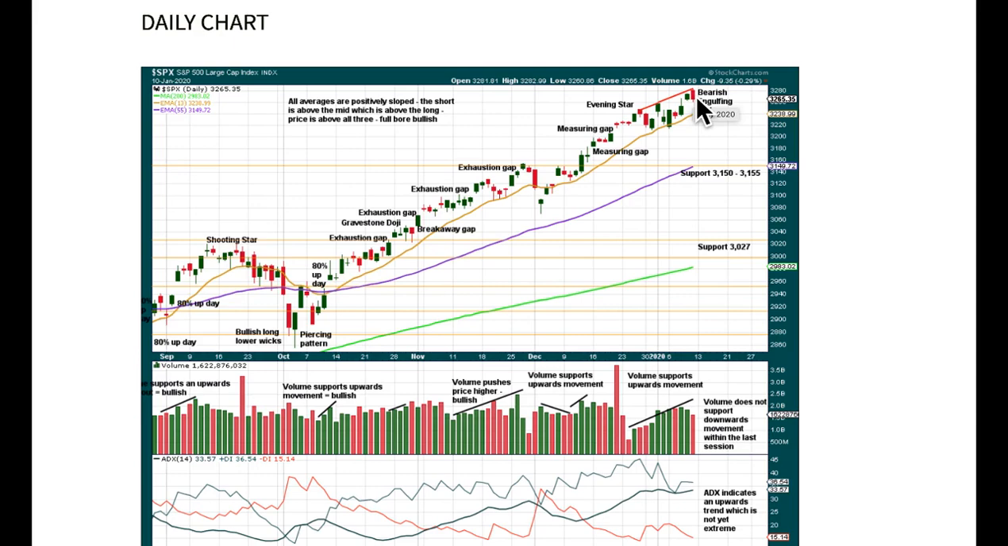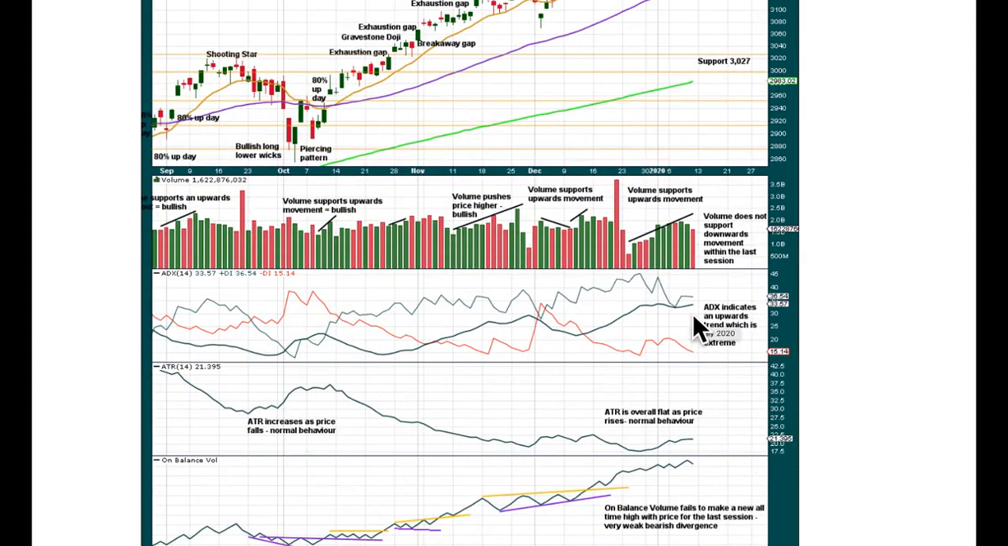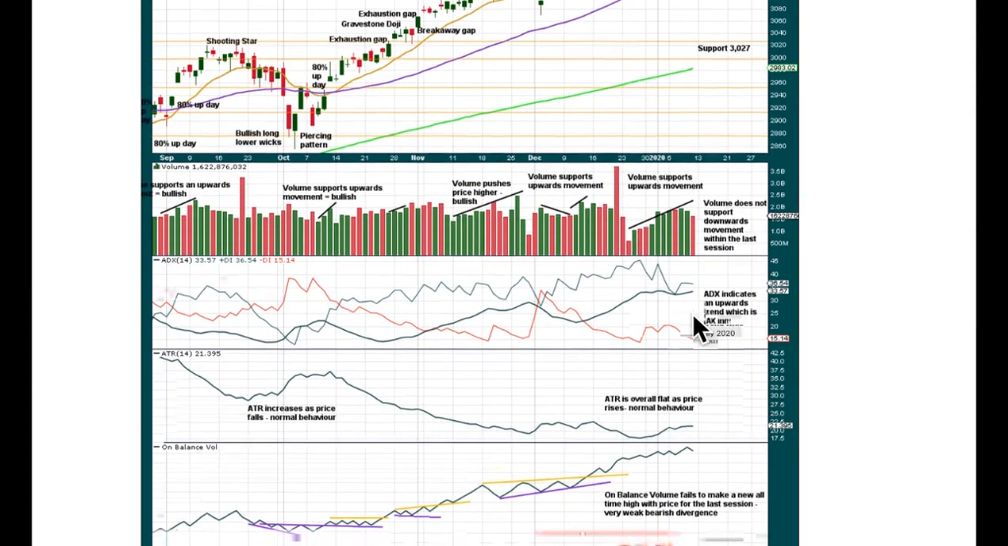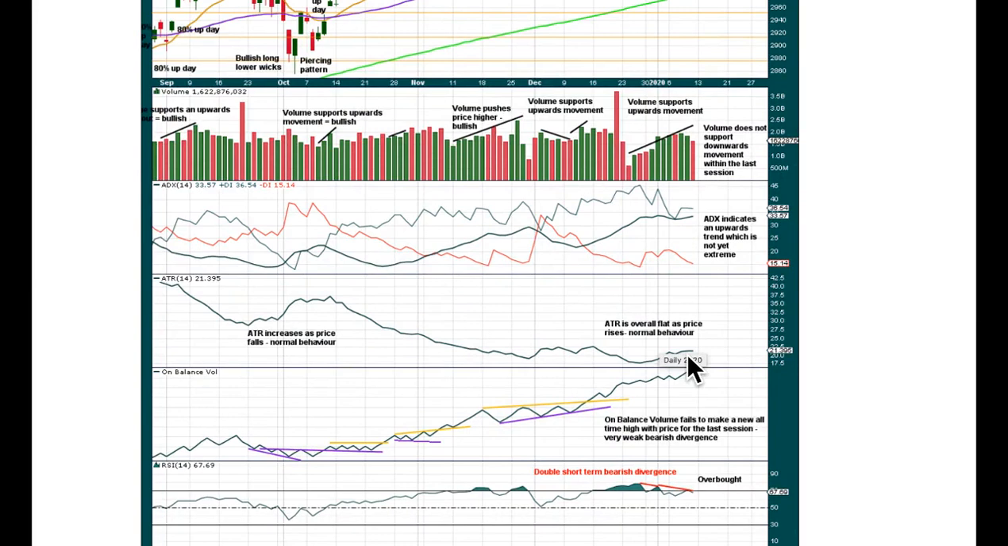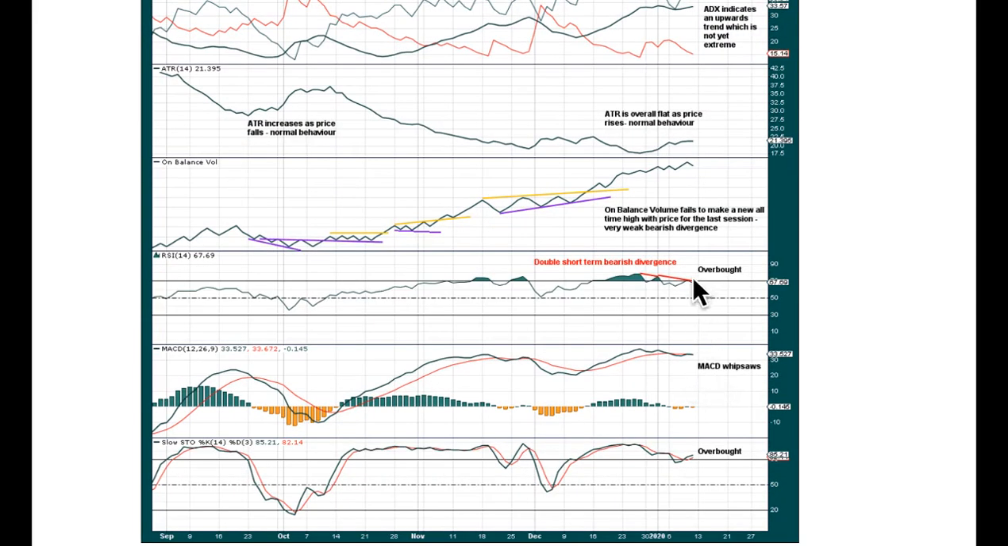For now, assume the trend remains the same until proven otherwise. ADX indicates there is still an upward trend, which is not yet extreme. ATR is overall flat as price rises, normal behaviour for this market. On balance volume has been making new highs with price, except for the last session, but because the last session is a red candlestick, that's not a particularly strong signal. We've been over RSI. MACD is whipsawing at the moment, so not providing particularly useful signals at this time, and stochastics is overbought, but when this market trends, stochastics can remain extreme for really long periods of time.